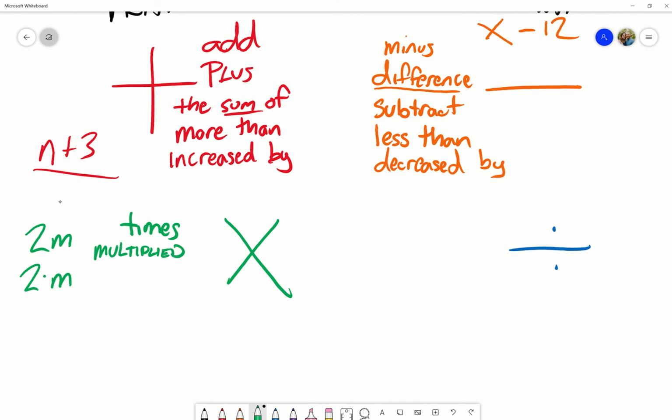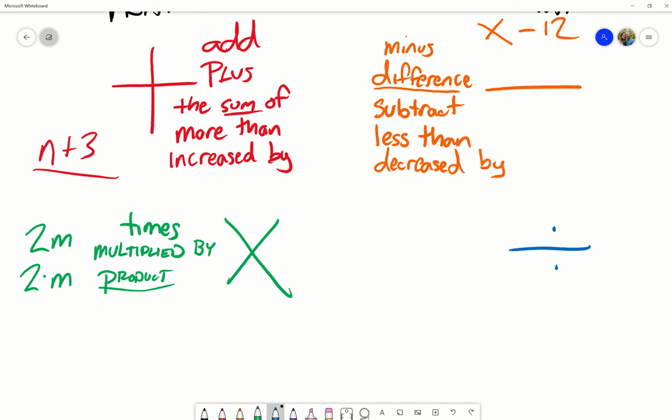2 multiplied by m. Or we could say this is the product of 2 and m. Product is our real good mathy word we like to use. So product means multiplication. So any of these three would be good ones to say, all right, this means multiplication. This means I'm going to be timesing some values together.